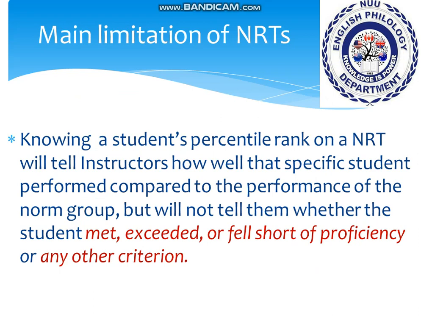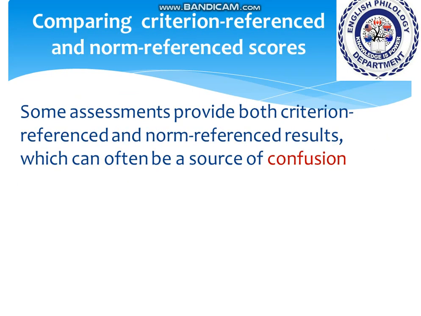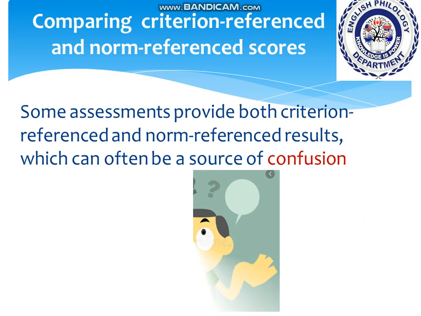One of the main limitations of NRT is that it doesn't tell language instructors whether their students met, exceeded, or fell short of proficiency or any other criterion. Sometimes students are provided with both criterion-referenced and norm-referenced results, which can often be the source of confusion.